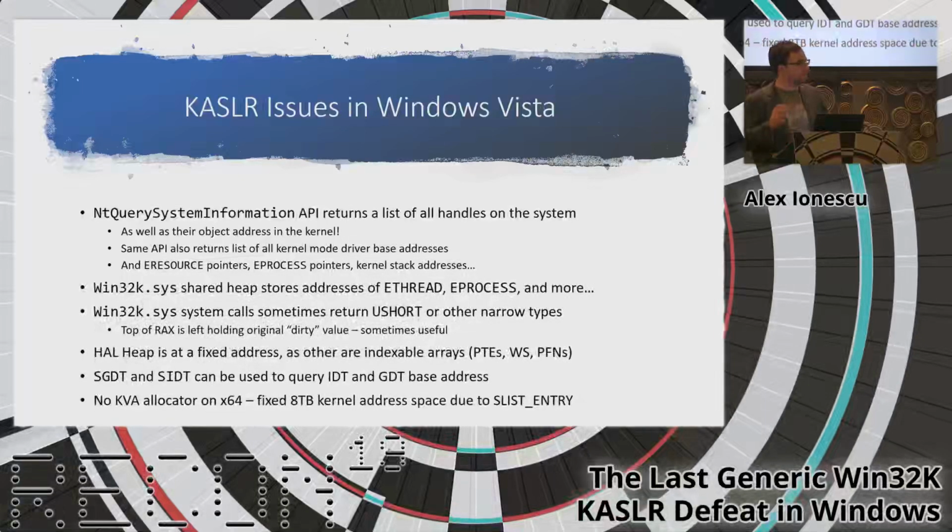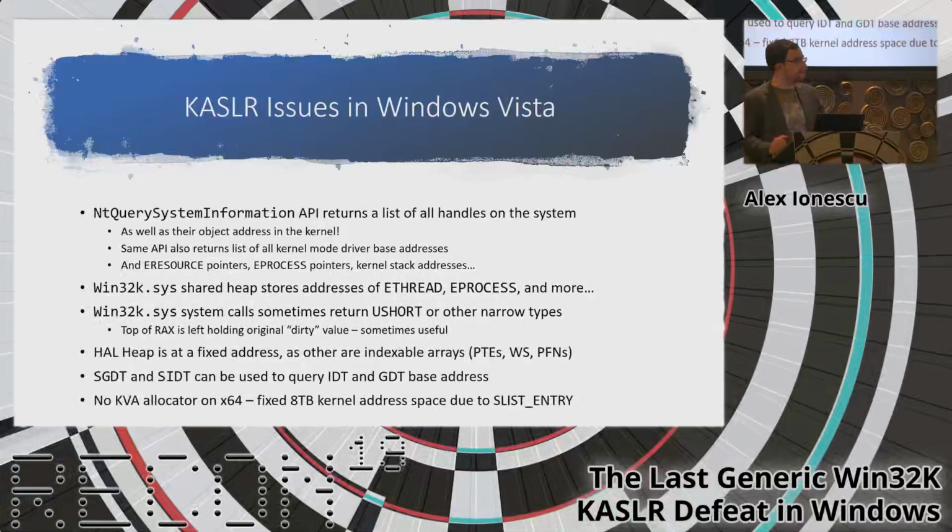You had indexed arrays, like the page table entry array, the working set array, the PFN database array. These are all at fixed addresses. So even for remote attackers, getting the kernel was pretty easy because you had all these fixed blobs of memory. At a harder level, you have instructions on x86 like sgdt and sidt that give you the base address of kernel data structures. So the CPU itself is helping you out by telling you where things are in the kernel.